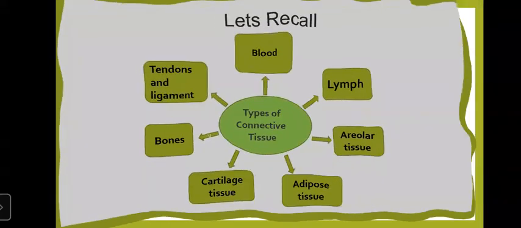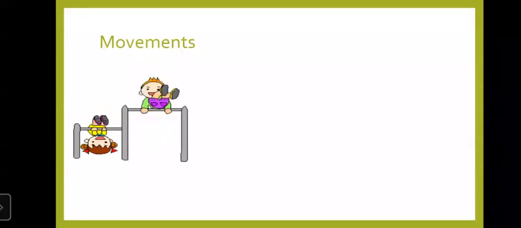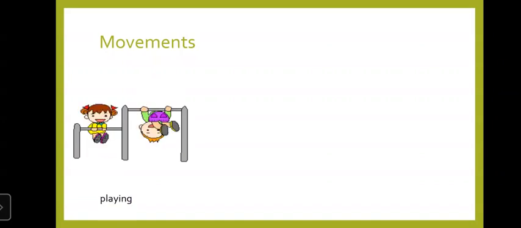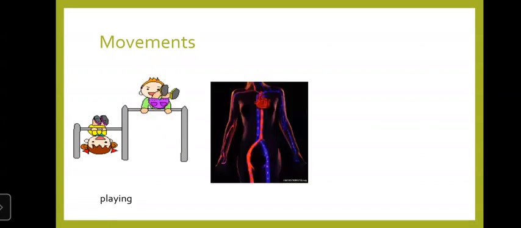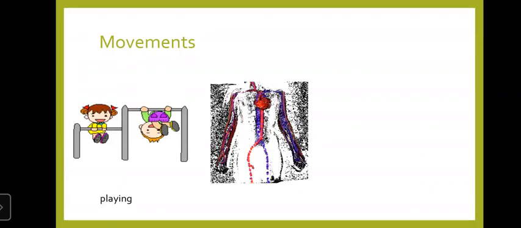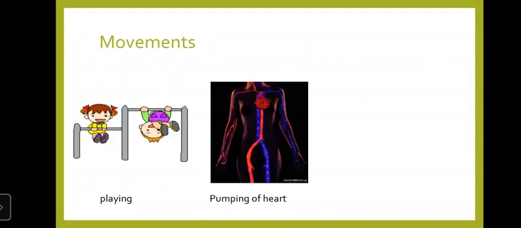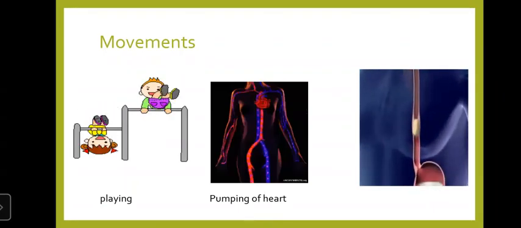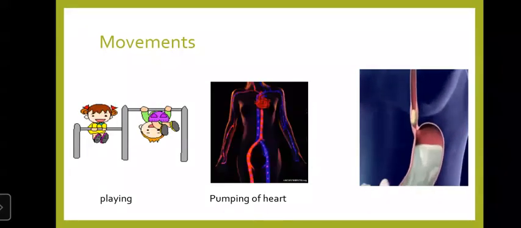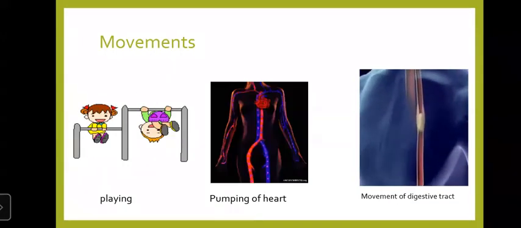Let us begin with today's session. We all know we perform different types of movements throughout the day or throughout life. One example is playing. Second is movement of internal organs like blood circulation or pumping of the heart, as well as the other internal organs like our digestive system. Our reproductive system also shows a typical kind of movement.